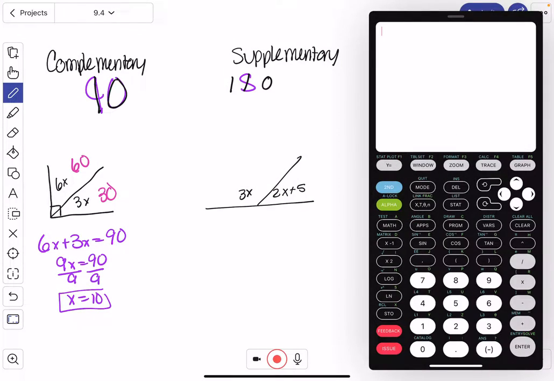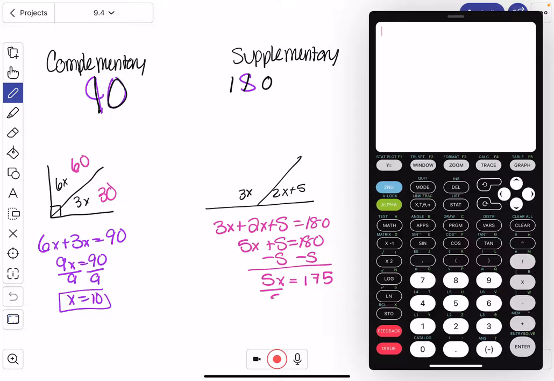Supplementary, we do the same thing. We're just adding up to 180 this time. So we add the two angles together. Combine like terms. Bring the 5 over. And then divide both sides by 5. And x equals 35.